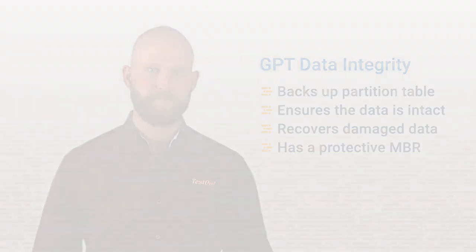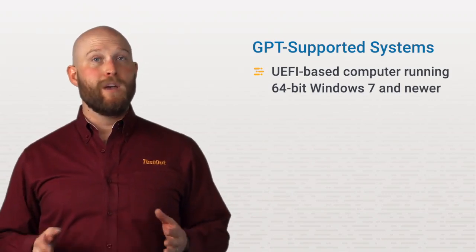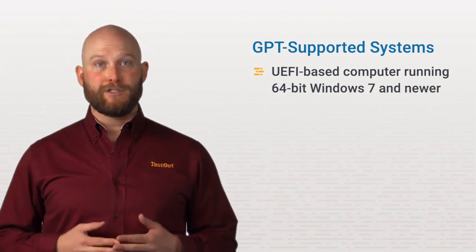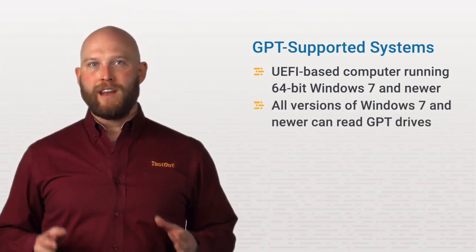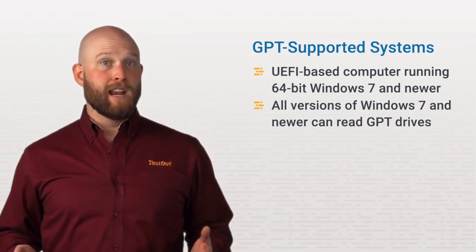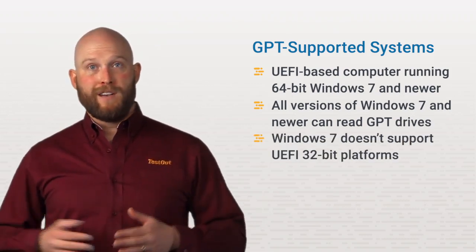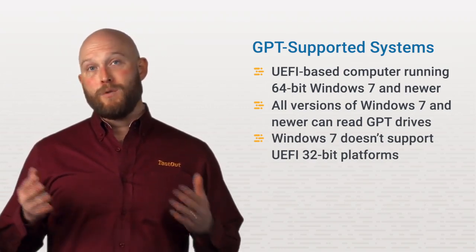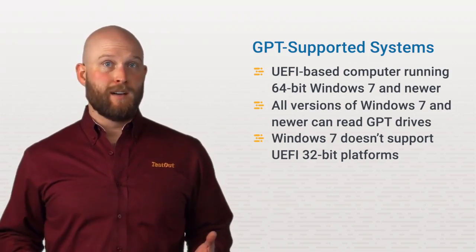You'll probably want to use GPT when setting up a drive, but if you need compatibility with old systems, like the ability to boot Windows off a drive on a computer with a traditional BIOS, you'll need to use MBR. Windows can only boot from GPT if it's a UEFI-based computer running 64-bit versions of Windows 7 and newer, and the corresponding server versions. All versions of Windows 7 and newer can read GPT drives and use them for data, but they just can't boot from them without UEFI. Because Windows 7 doesn't support UEFI on 32-bit platforms, you can't boot from a GPT partition on Windows 7.